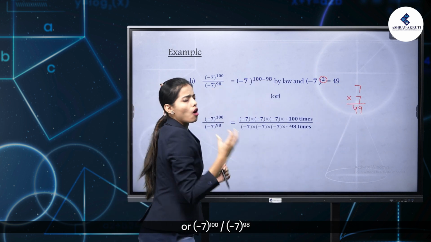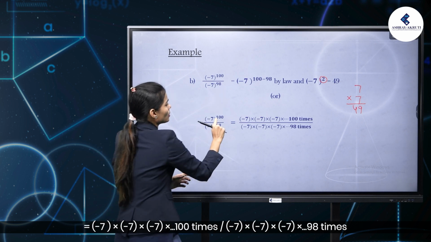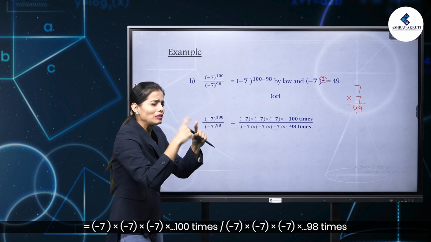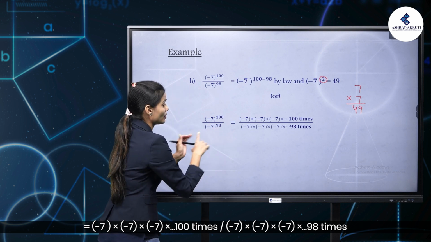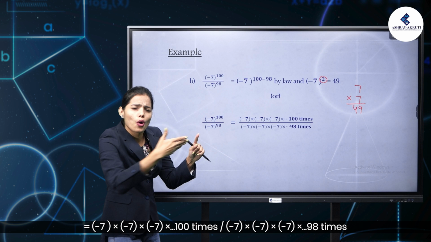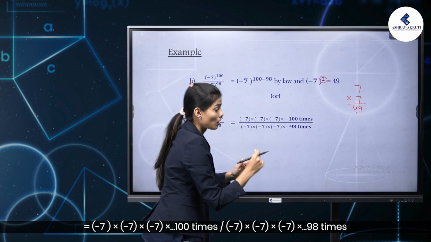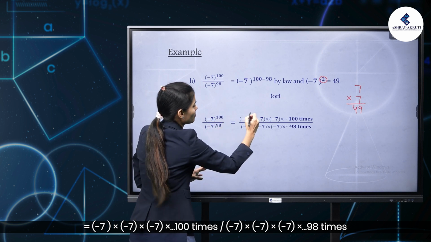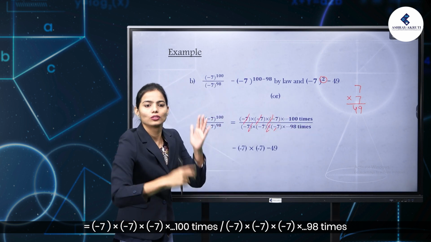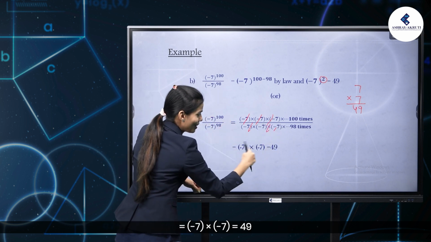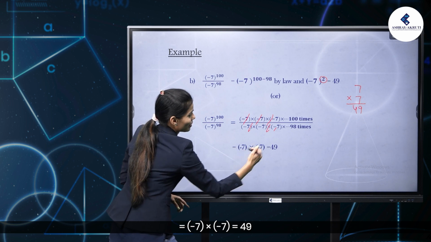Or minus 7 to the power 100 by minus 7 to the power 98 is equal to minus 7 into minus 7 into minus 7, 100 times, by minus 7 into minus 7 into minus 7, 98 times, is equal to minus 7 into minus 7, is equal to 49.